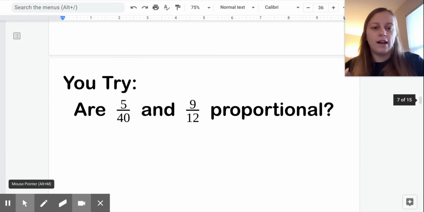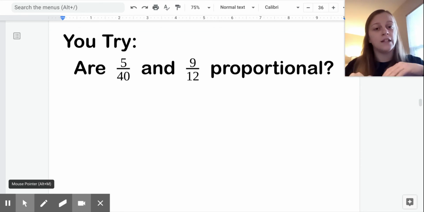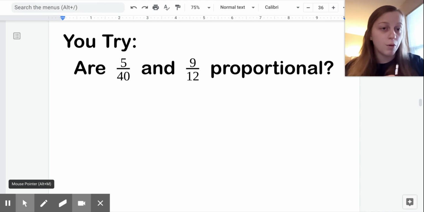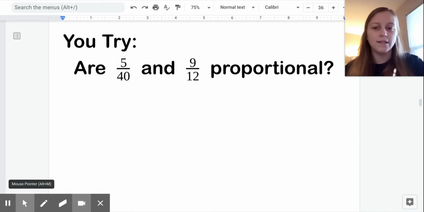Let's go ahead and you try these. Remember, you simplify both fractions. If they're the same, they are proportional. If they're different, they're not. Go ahead, pause the video while you work.